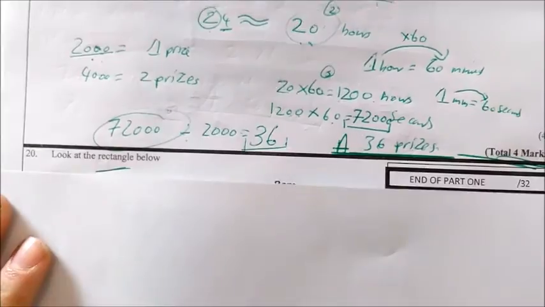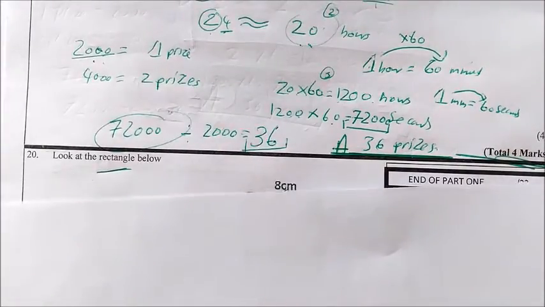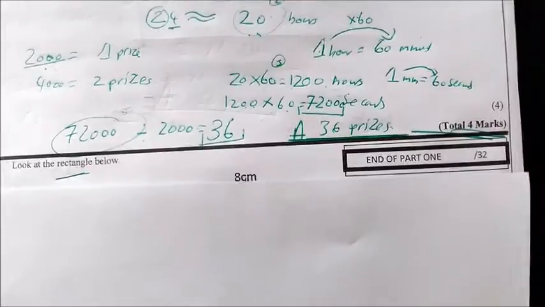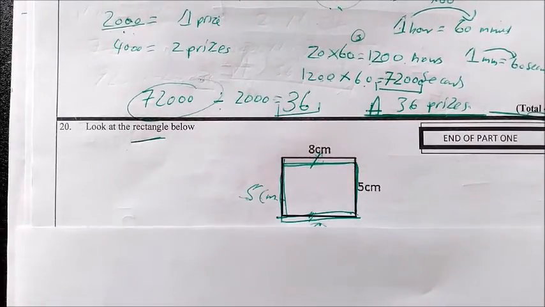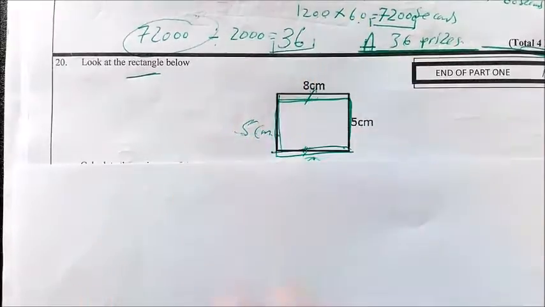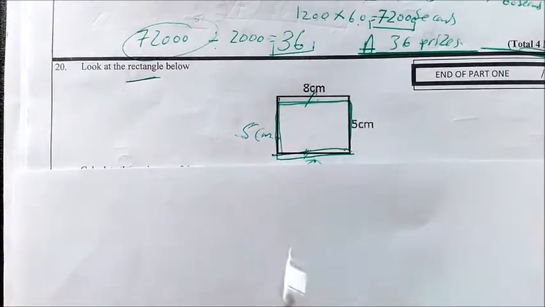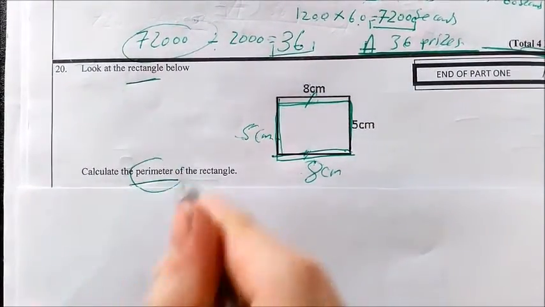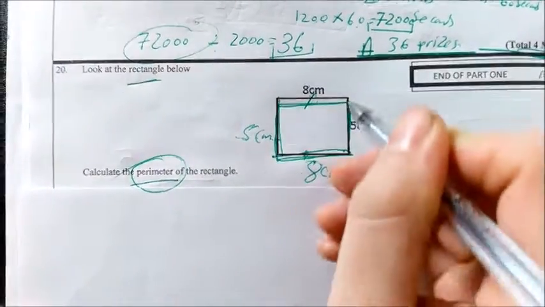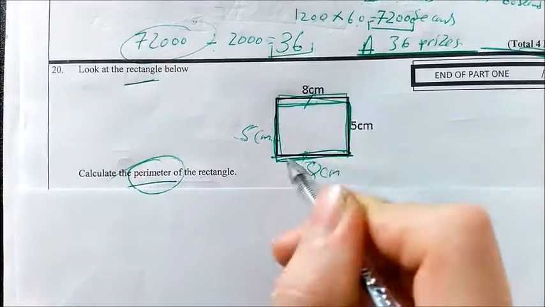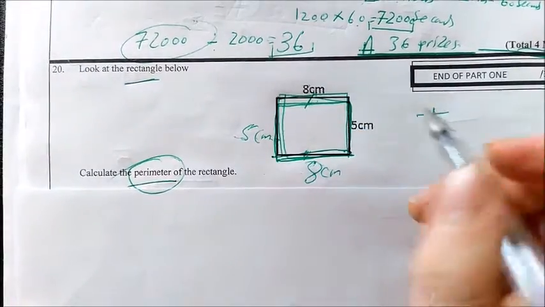And we've also done section 1. Congratulations, everyone. Now we're on to section 2, which is rectangles and area, which is great. So, look at the rectangle below. 8, 5. Calculate the perimeter of the rectangle. Well, I know the perimeter is the distance around the edges, so adding up all the lengths. So I know perimeter means addition.